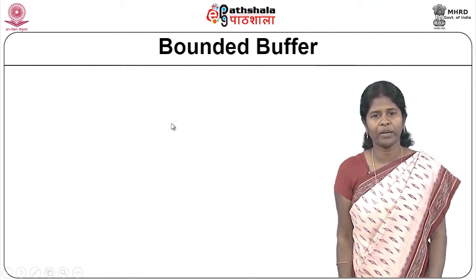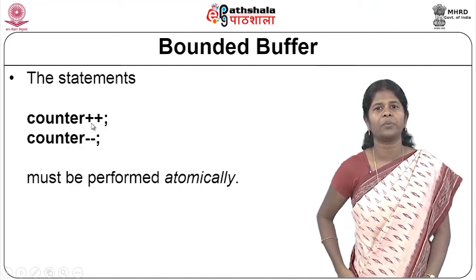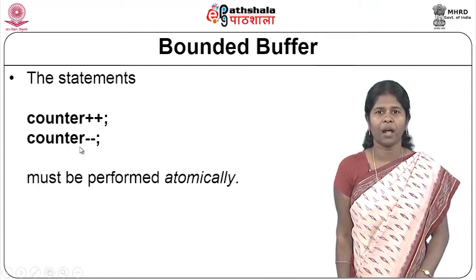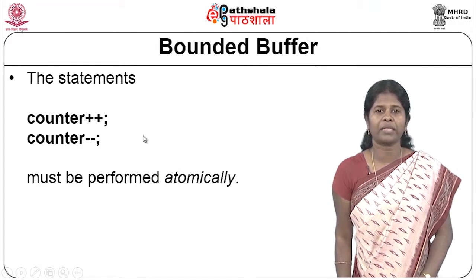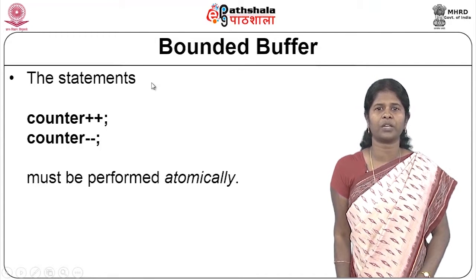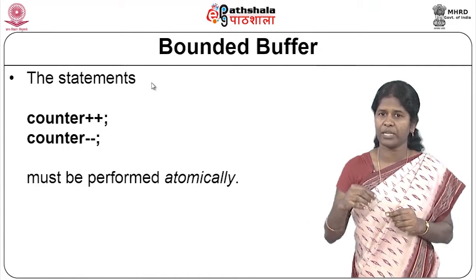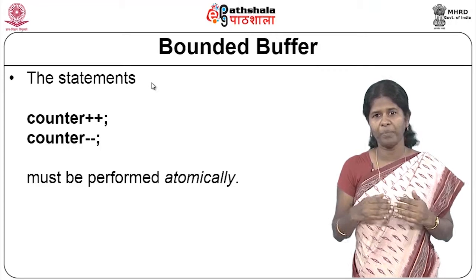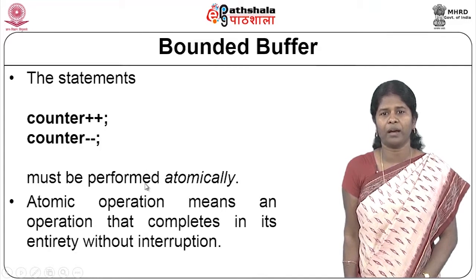Now, we will see what kind of problem can arise when this counter variable is being accessed by the producer and the consumer. So, you see that the statements counter plus plus and counter minus minus must be performed atomically. What is meant by executing atomically? This counter plus plus that is being incremented by the producer should finish, and only then the counter minus minus that is decremented by the consumer should be executed. That is, there should not be any interleaving of instructions in between. We will see how interleaving can happen.